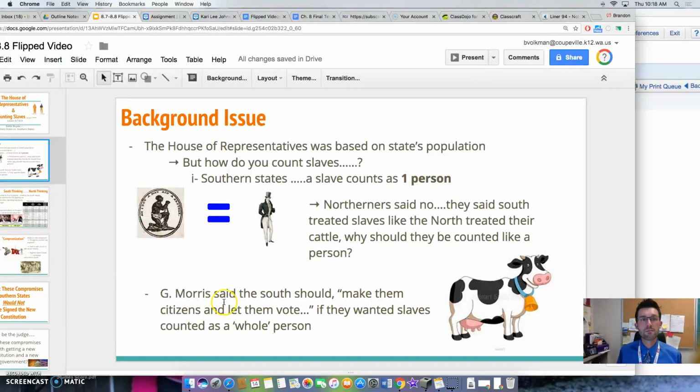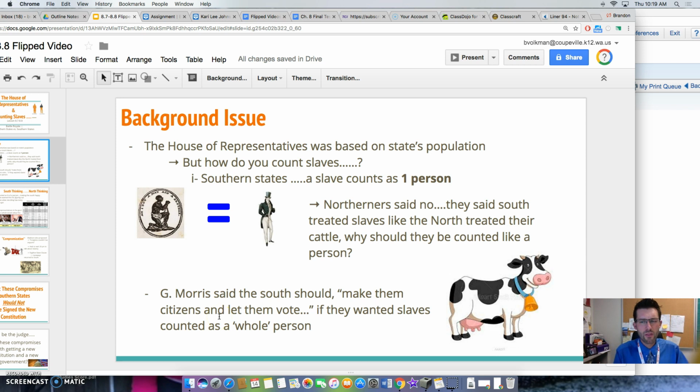Governor Morris of Pennsylvania said that the South should make their slaves citizens and let them vote, if, of course, they wanted slaves to be counted as a whole person. Now, I want you to stop and think about this. This line of thinking is very different from our thinking in this day and age.